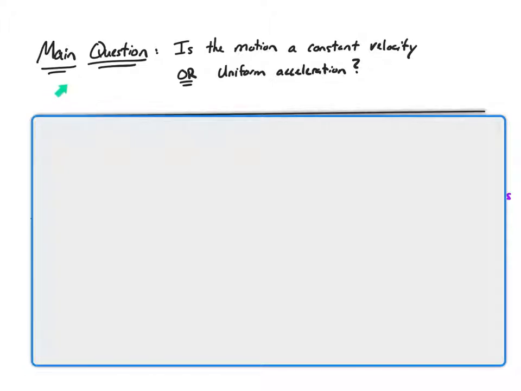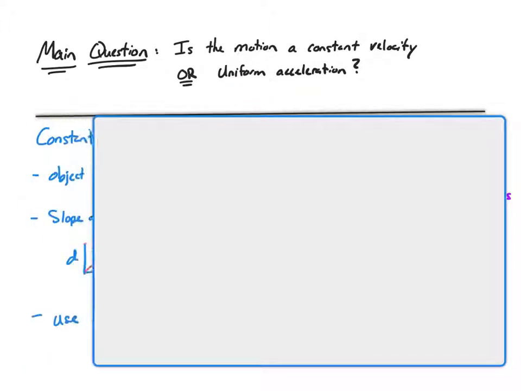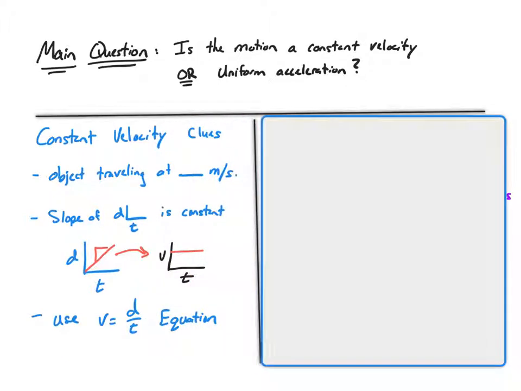So how can we solve equations with this information? The main question to always ask is, are we dealing with constant velocity or uniform acceleration? Look for clues in your problems. Some constant velocity clues would be that the object is traveling at a certain speed, meters per second, or the slope of your distance and time graph is constant. In those cases, always use the velocity is distance over time equation.